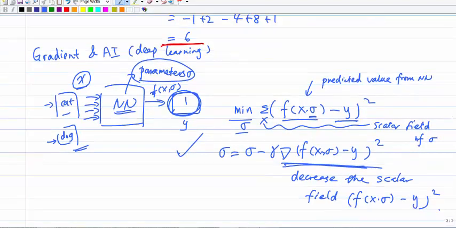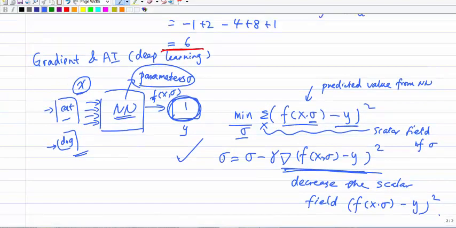What the typical algorithm does is update my sigma. If I'm given some field like this, I just draw it in 3D, some field like that, at a certain point I decide which direction I should go to decrease my value. So what I do is sigma equals sigma minus gamma times the gradient with respect to sigma. Gamma, this guy, is called the learning rate.